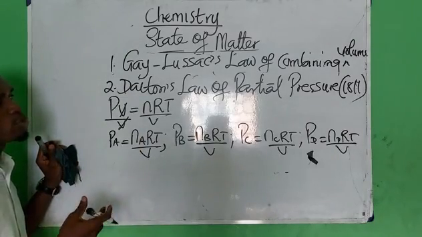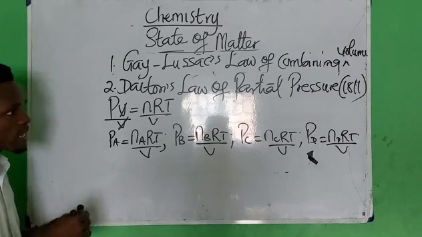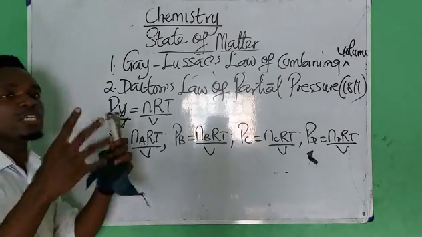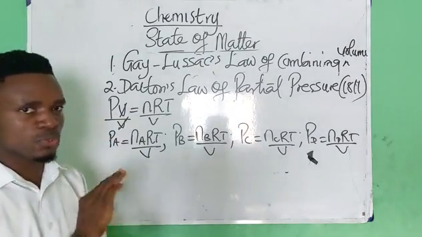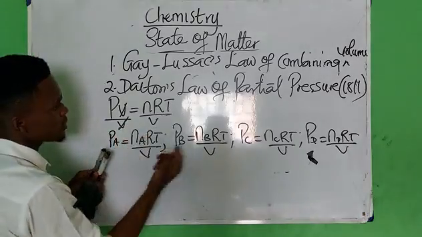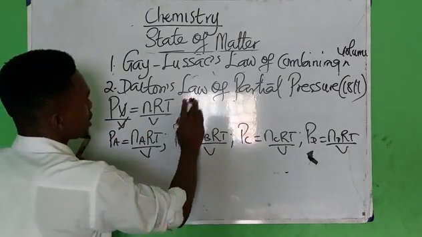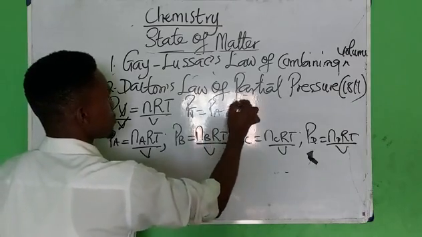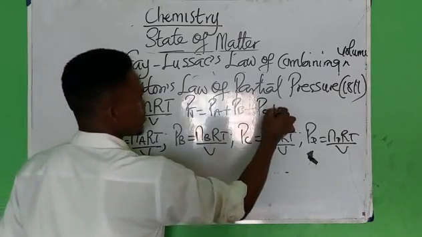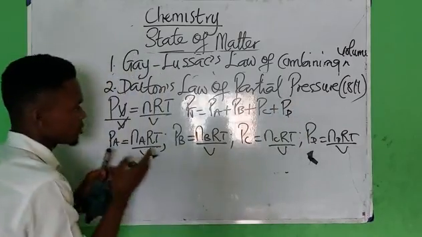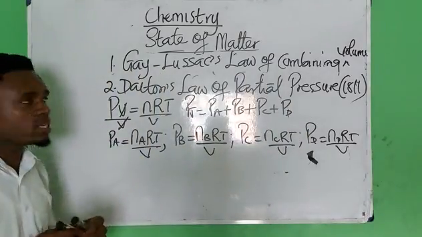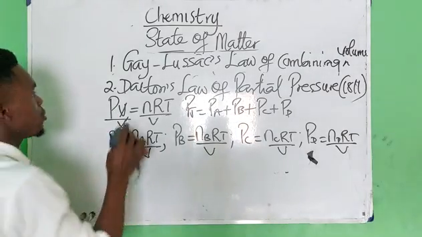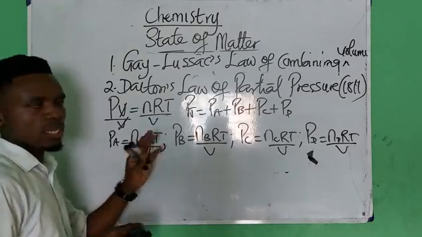Alright? The total pressure exerted by the mixture of gases is equal to the sum of the individual gases that make up the mixture. Simple. And that can be expressed as what I did initially. I said that PT equals PA plus PB plus PC plus PD. And this is what I have here. So please, it is very, very simple, alright? I believe this is clear enough.